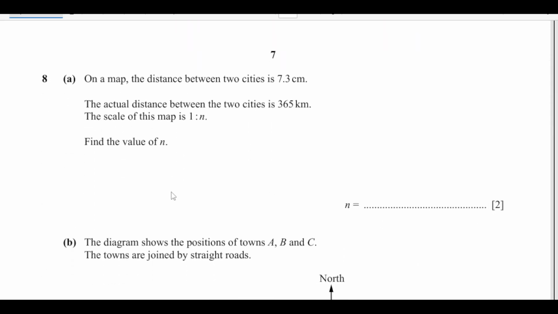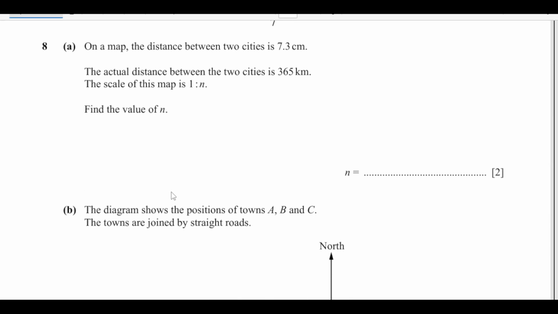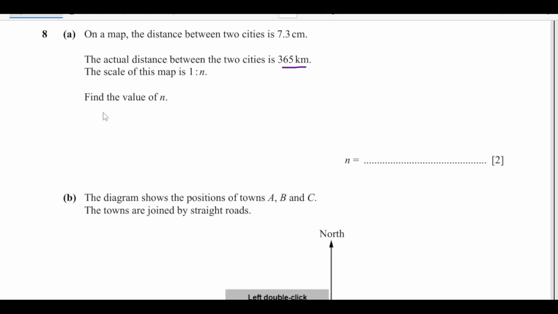Now, 8a, on a map the distance between two cities is 7.3. The actual distance between the two cities is 365. The scale on the map is a 1:n ratio. So, we are going to use the scale. Scale we have 1 to n. So, this one is on map and this one is actual, right. So, distance we are given 7.3 centimeter on map, right. This is in centimeters and this actual distance is given in kilometers. So, we will convert this into centimeters.